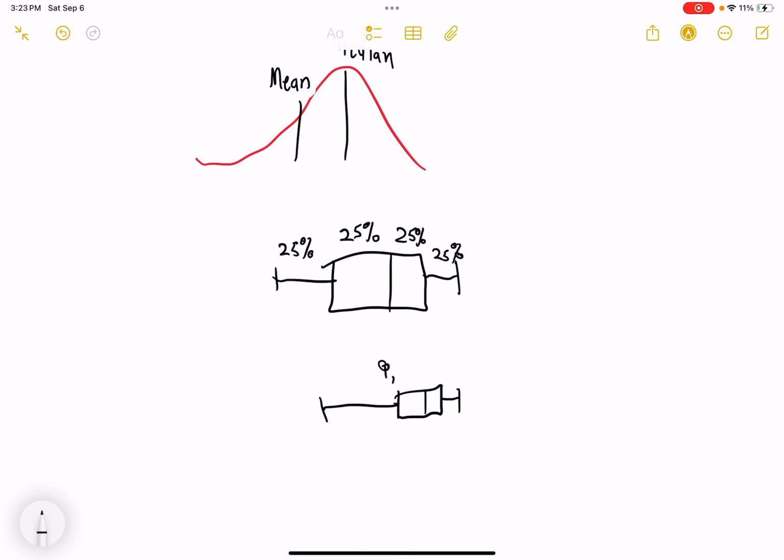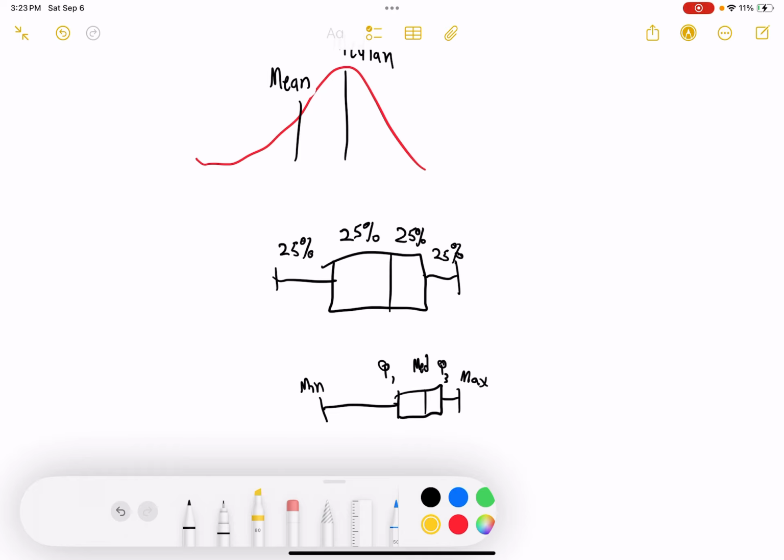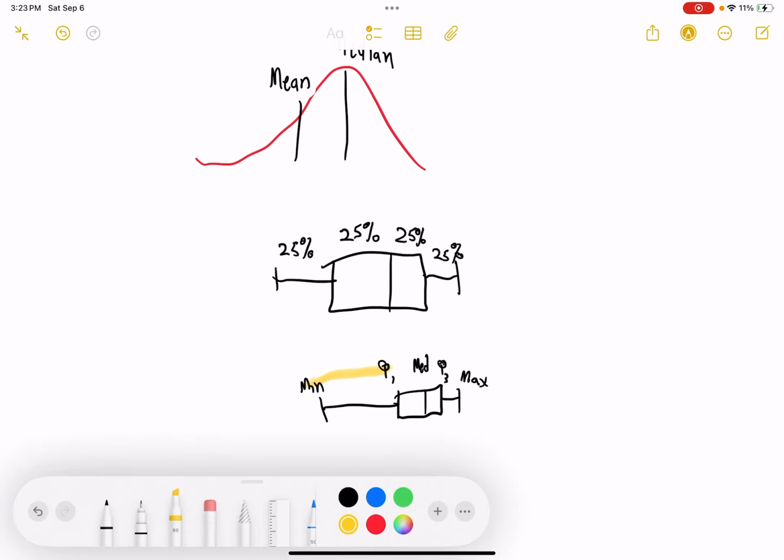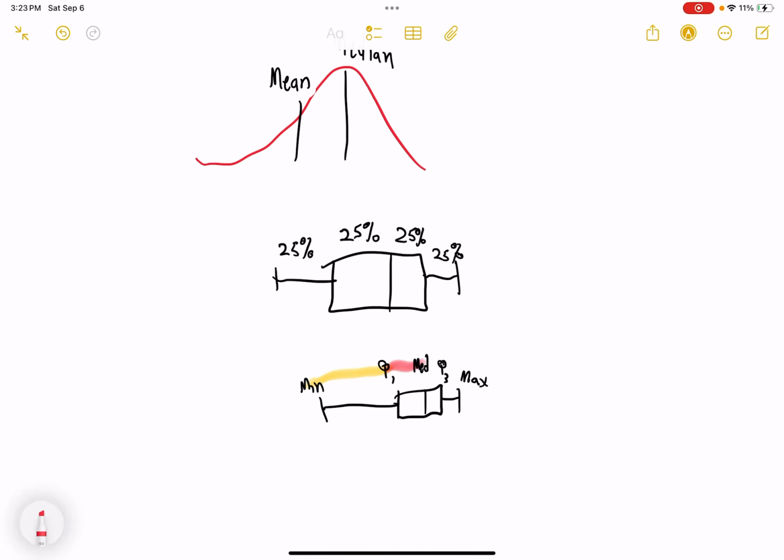Let me mark these out. This is Q1, this is the median, which of course we know is also Q2, and this is Q3 over here, and then this is our max, and this is our min, right? Now on this distribution, we would say the number of data points between the min and Q1 is equal to the number of data points between Q1 and the median. We would know that. That is absolutely true. They have the same number of data points between them.